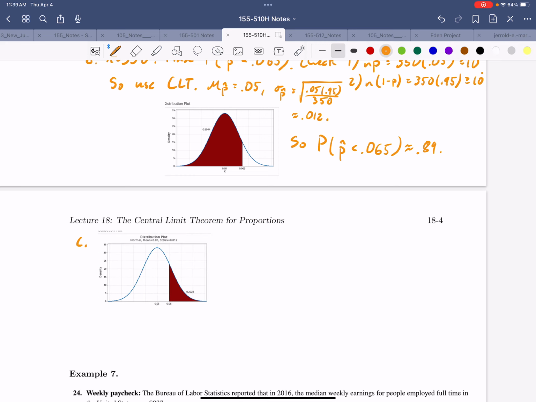So I'll just say here, similarly, the probability that p hat is greater than 0.06 is approximately 20%. Okay? Right? We still have that the mean equals 0.05, and the standard deviation is about 0.012. Okay, so we still have that.